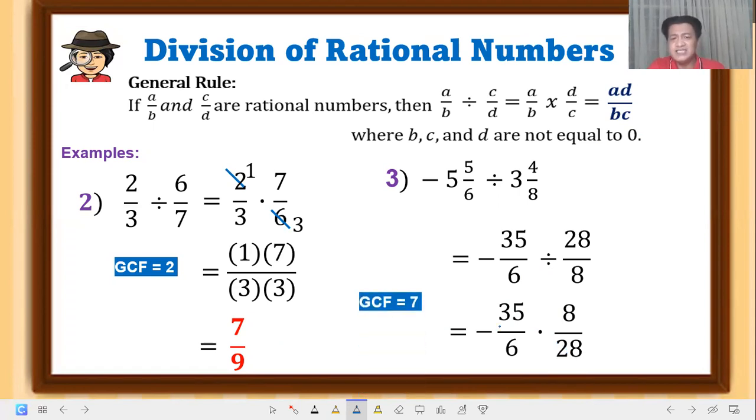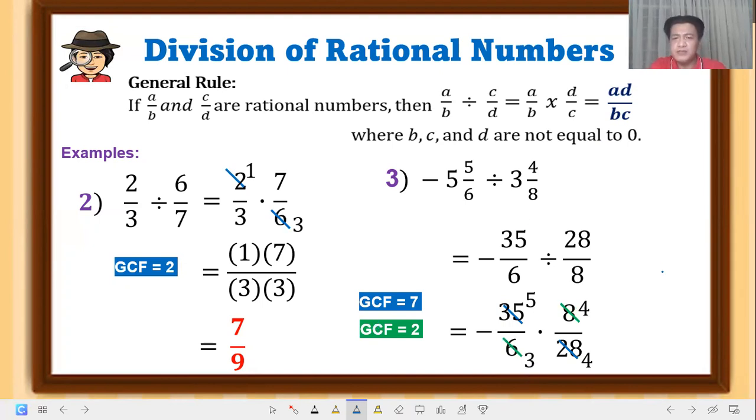Okay, meaning to say, ang GCF ni 35 at 28, pwede siyang i-divide both by 7. Kaya 35 divided by 7, that will become 5. Same with this 28 divided by 7, that is 4. Yung 8 naman at 6, ano yung common nila? That is 2. Okay, turn down natin. 8 divided by 2, that will become 4. Same with this 6 divided by 2, that is 3.